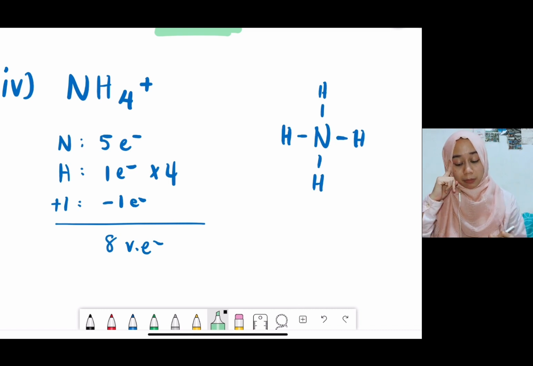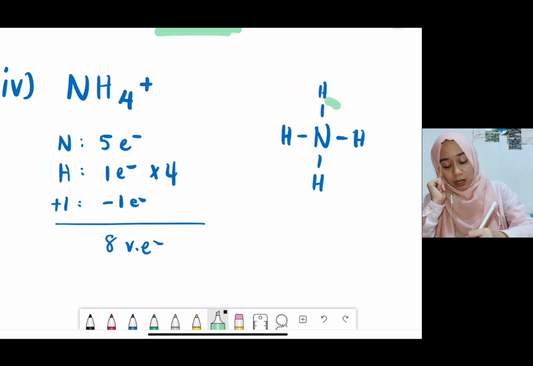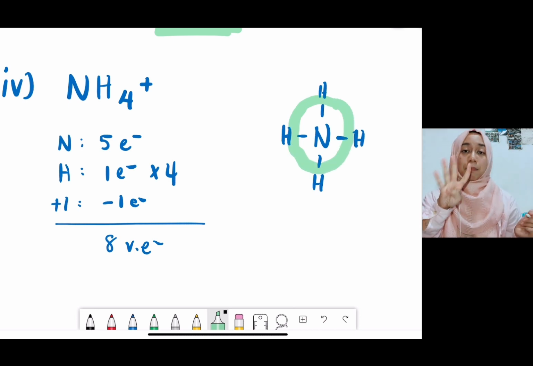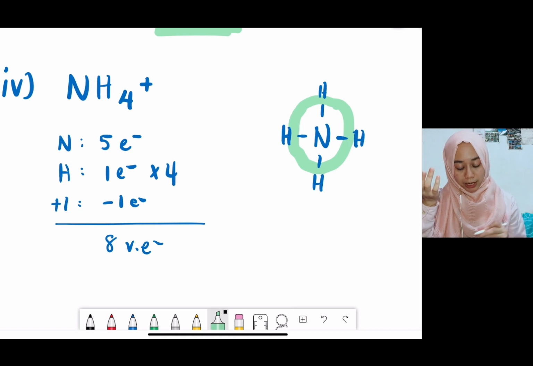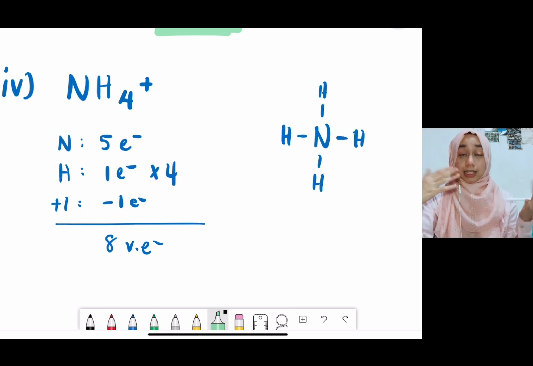And then just double check, betul kan nitrogen kita dah mencapai octet. So nitrogen ni sendiri pun dia ada 4 bonding pair. Bermaksud dia ada 8 elektron juga. So nitrogen pun dah mencapai octet. Okay. Tapi dah settle lah kiranya.